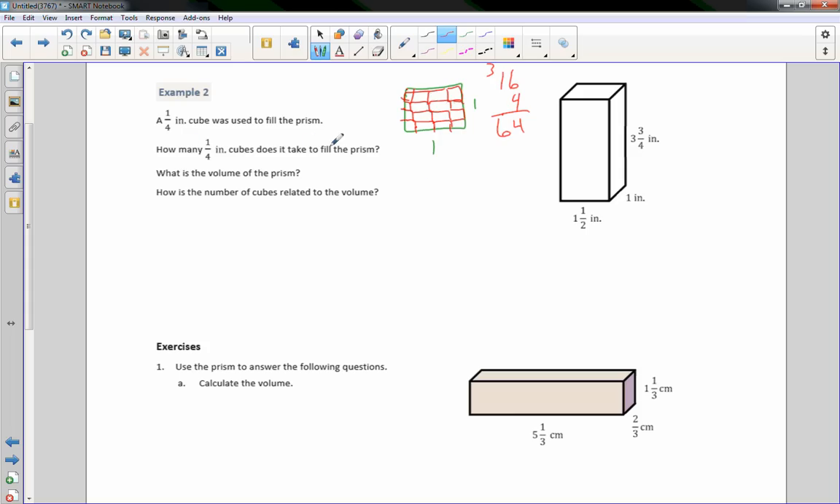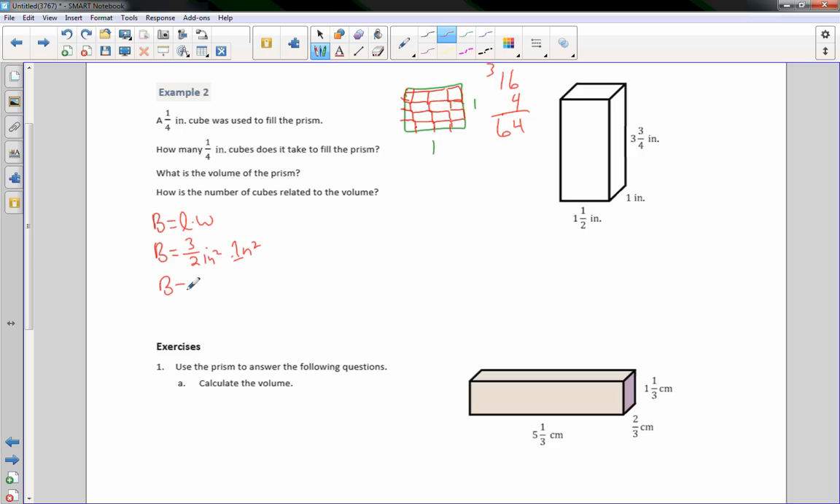So, how many quarter-inch cubes does it take to fill this prism? Well, we have to find the volume first. So, what is the volume of the prism? How is the number of cubes related to the volume? All right, so how many quarter-inch cubes does it take to fill the prism? Well, it takes 64 cubes to fill 1 by 1. Now we have to find the volume. So the base area equals length times width. The base area equals 1 1/2. I'm going to convert that into an improper fraction. Inches squared times 1 inch squared.